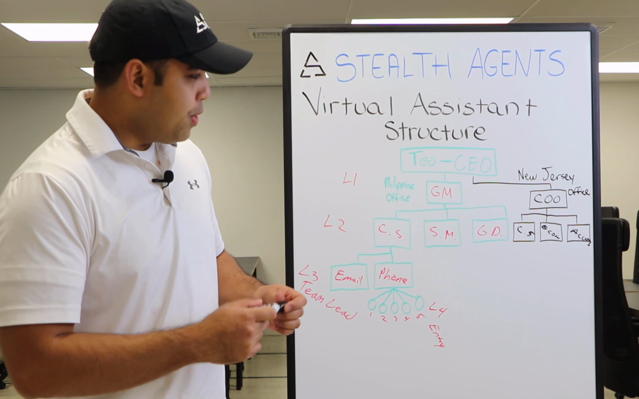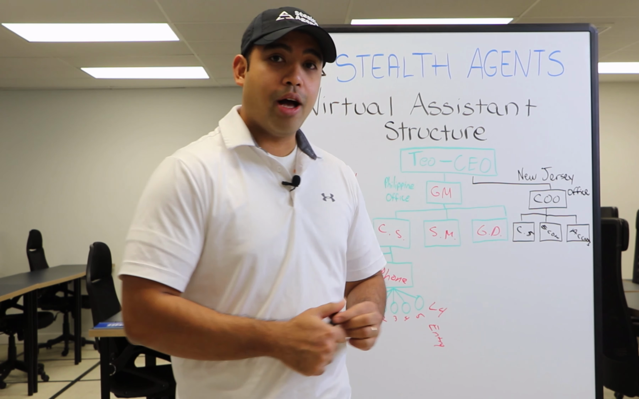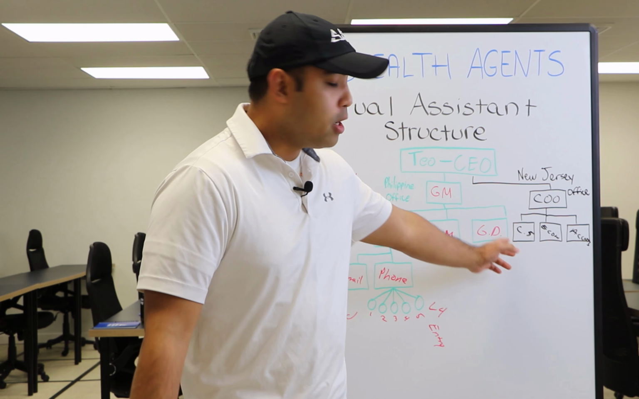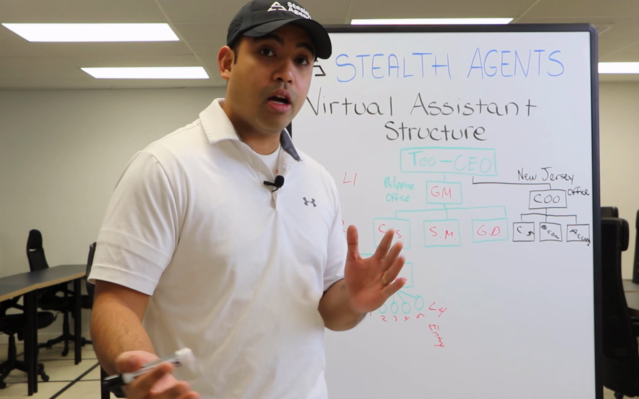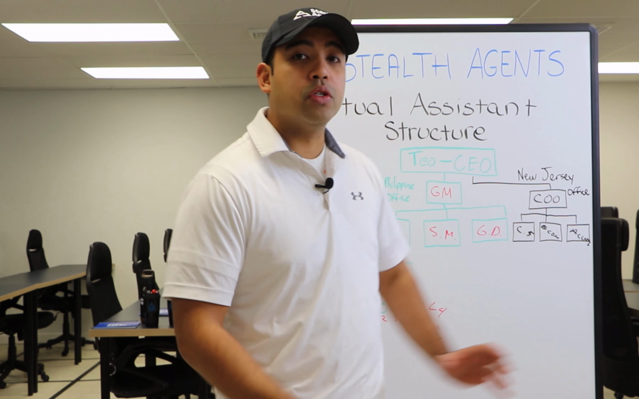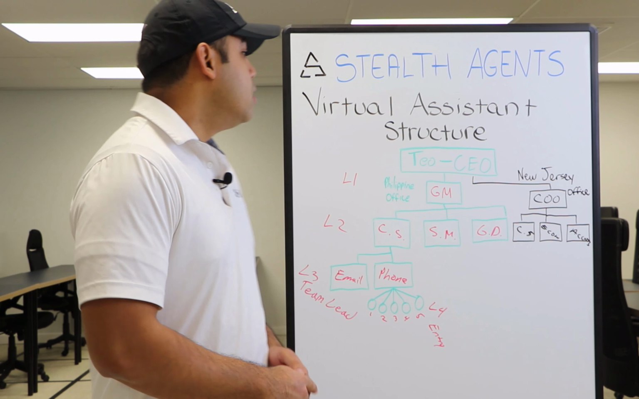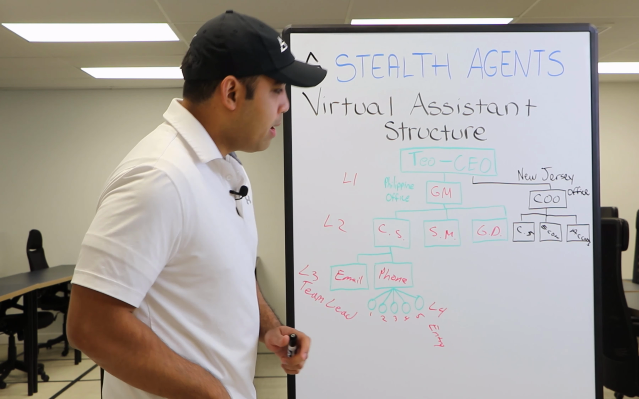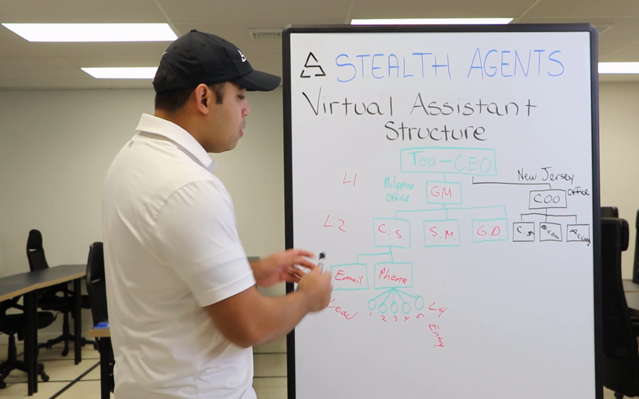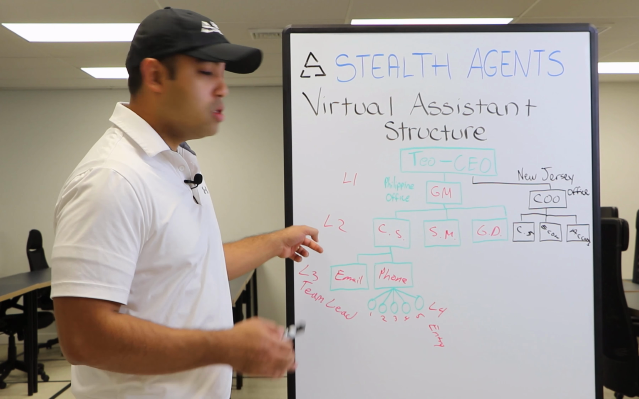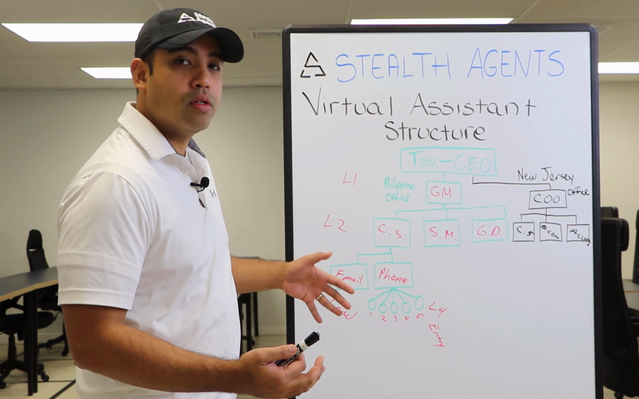So we have different departments. Within this, we have our COO, which is the operations manager, and then we have our customer support department. We have our e-commerce department, where we have all these e-commerce brands, and then we have our accounts department, which handles all of our Stealth Agents accounts. These guys basically work directly with the level 2 directors and the level 1 general manager in the Philippines.